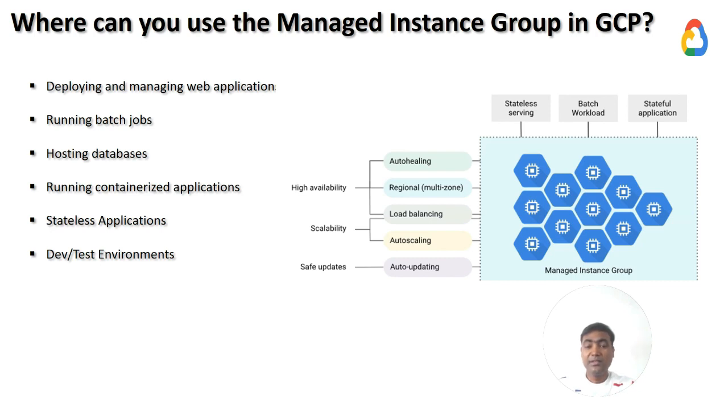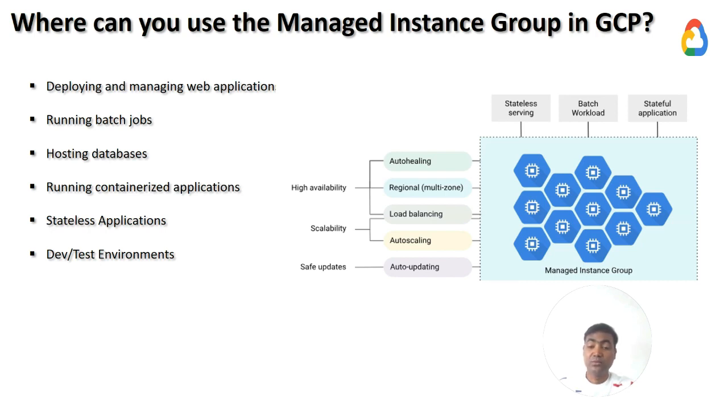MIGs are an ideal way to deploy and manage web applications that need to be scalable and highly available. They can automatically scale the number of VMs in the group up or down based on the traffic demand. They can automatically detect and replace unhealthy VMs. Running batch jobs, guys: MIG can be used to run batch jobs that need a lot of compute resources. They can automatically provision the VMs needed for the jobs, then automatically destroy them when the job is finished.